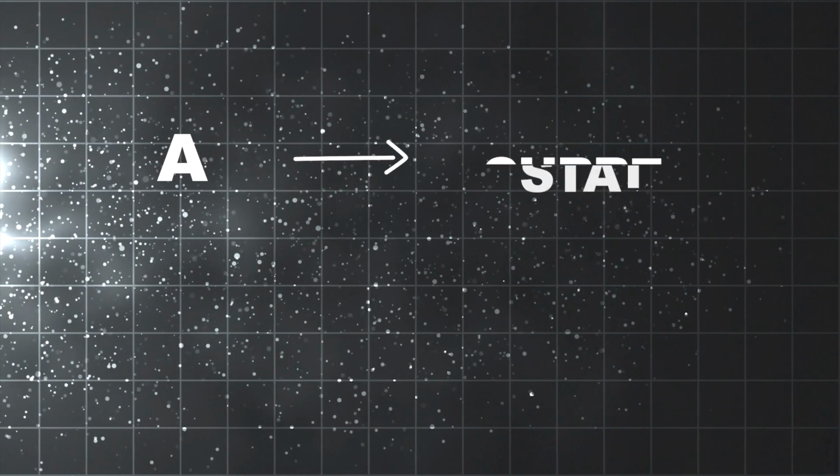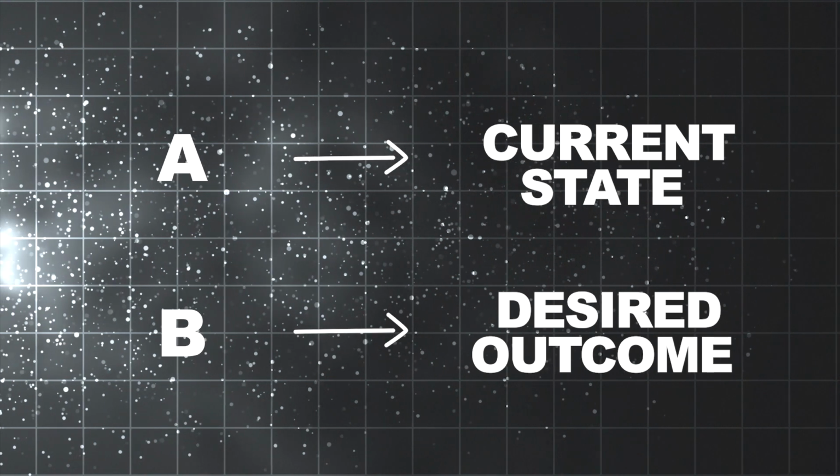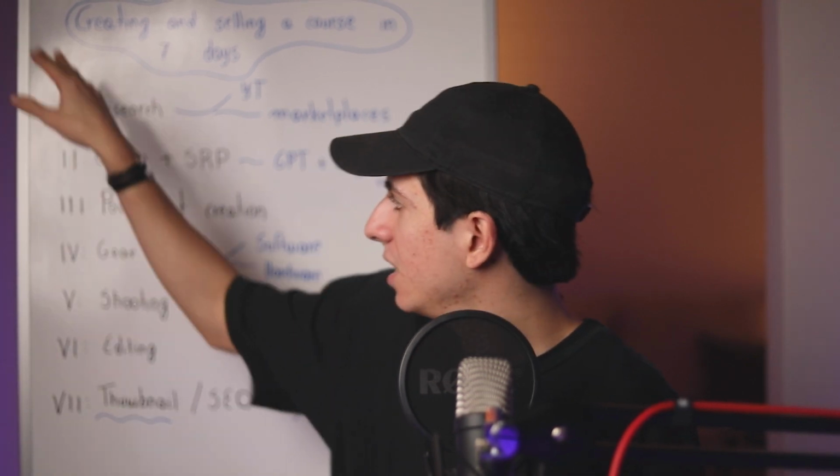Point A being their current state before they enroll in the course, and point B being their desired outcome after the course. Again, day 1 and day 2 are pretty theoretical. We do not take action on these days, but of course we need to be very specific, and we need to have a strategic plan created before we move on to shooting, scripting, all that stuff in the next days.